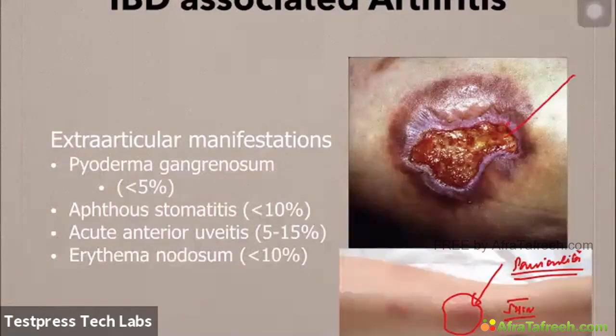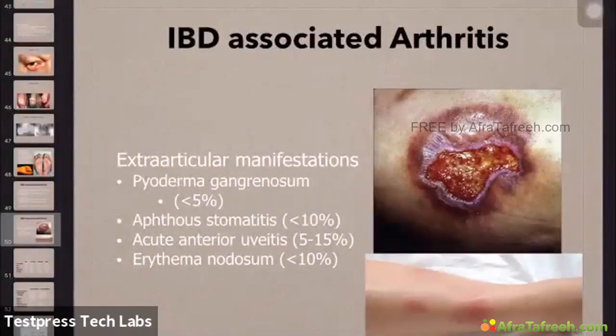And this is an example of a pyoderma gangrenosum. Most often they'll have a neutrophilic infiltrate. This is very common in the setting of ulcerative colitis than your Crohn's disease. So these are the two skin lesions that we need to know about IBD-related arthritis.